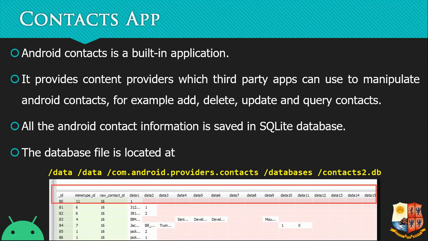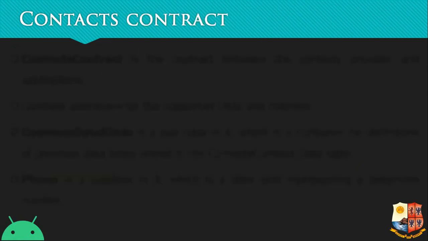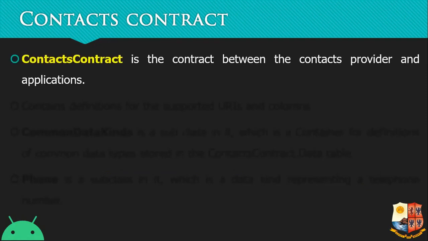Another word for agreement: when we both agree to something, we come to an agreement. It's also called a contract. Please remember another word, contract. So I'm going to just give you a brief overview of what is the contacts contract. Please remember the word. What is it? It is the contract between the content or the contact provider and the application.